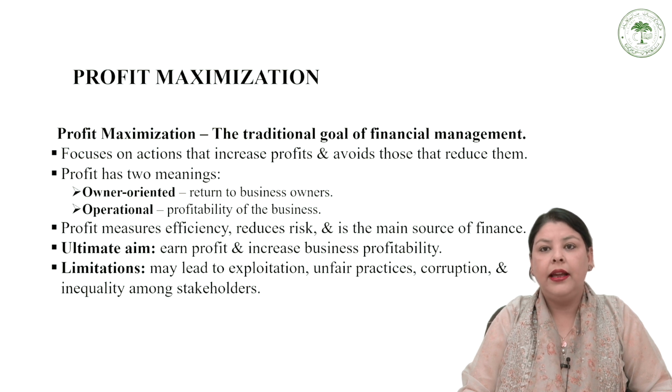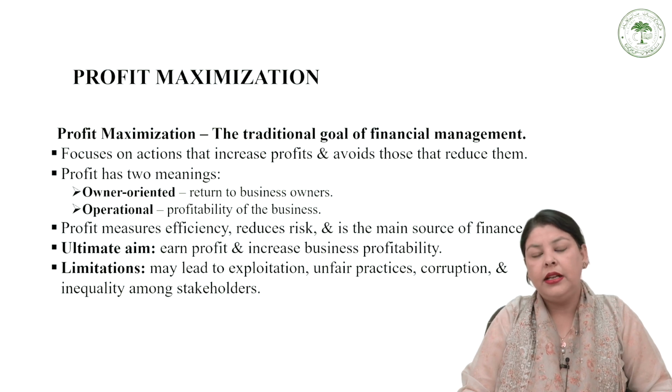Let's take a closer look at what is meant by profit maximization. It is one of the traditional goals of financial management. It focuses on decisions that raise profits and avoids those that reduce them. Profit can be seen in two ways: owner oriented, meaning returns to owners, and operational, meaning the overall profitability of the business. Profit is a key measure of efficiency. It reduces business risk and serves as the main source of finance. But this approach has its limitations. It can lead to exploitation, unfair practices, corruption, and inequality among stakeholders.